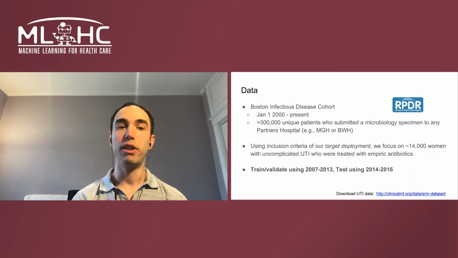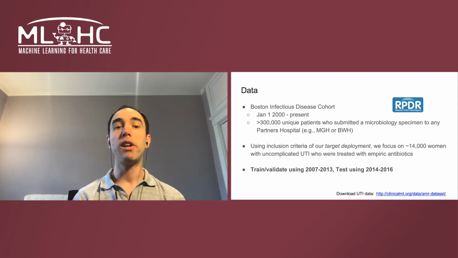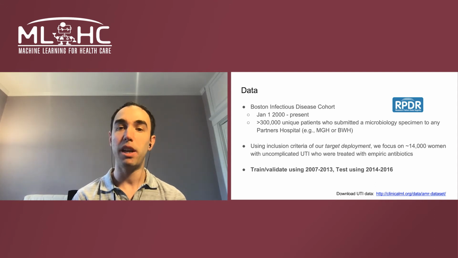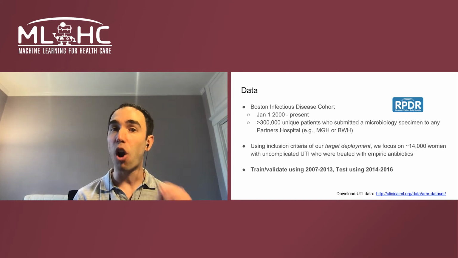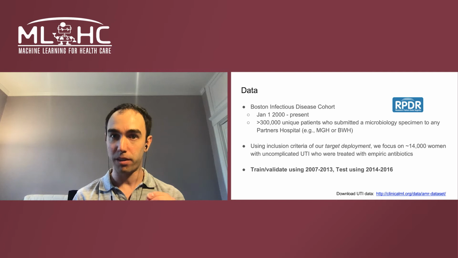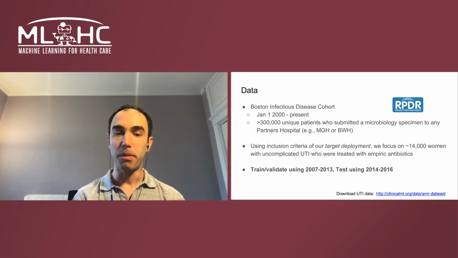The data we use for our research comes from the Partners Healthcare System. The overall data set consists of over 300,000 unique patients who submitted a microbiology specimen to any Partners hospital from 2000 to present. But because we wanted to focus on a particular target deployment of uncomplicated urinary tract infections, we're actually going to focus on a much smaller subset of individuals corresponding to just 14,000 women who received empiric antibiotics for uncomplicated urinary tract infections.